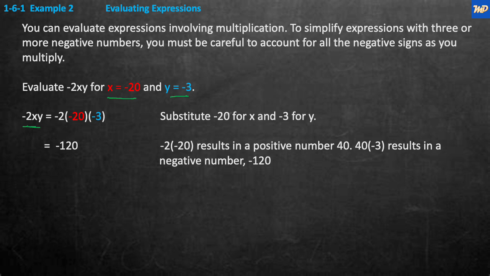Well, I see 3 negative signs, so that's an odd number of signs. It means it's going to be a negative number when we're done. And when you do that, you get 2 times 20 is 40. 40 times 3 is 120. The answer then is negative 120. So you substitute your negative 20 and your negative 3, then start multiplying, making sure you keep track of your negative signs.